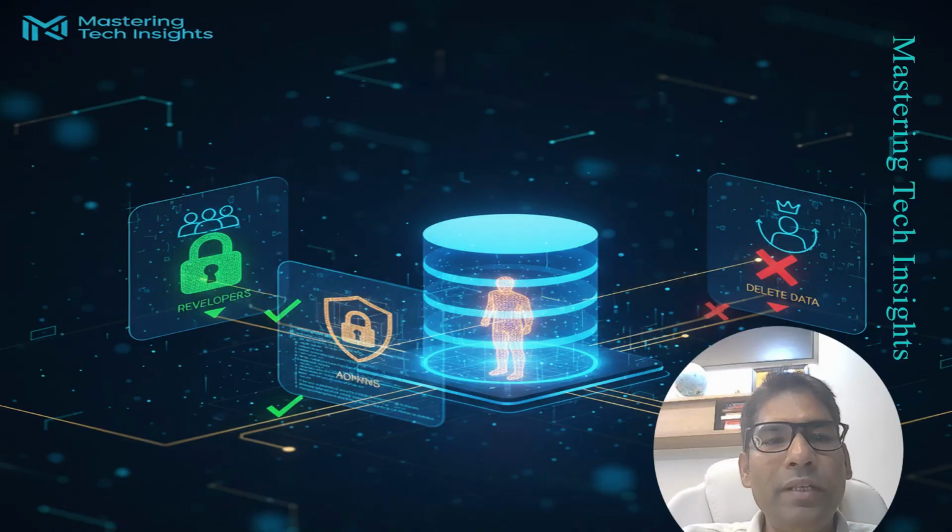For example, at Economy Systems in my previous experience, we often designed enterprise databases with strict rules. Developers get read-only access to production. Admins manage security and only managers can delete data. This structure avoids accidental or unauthorized changes.